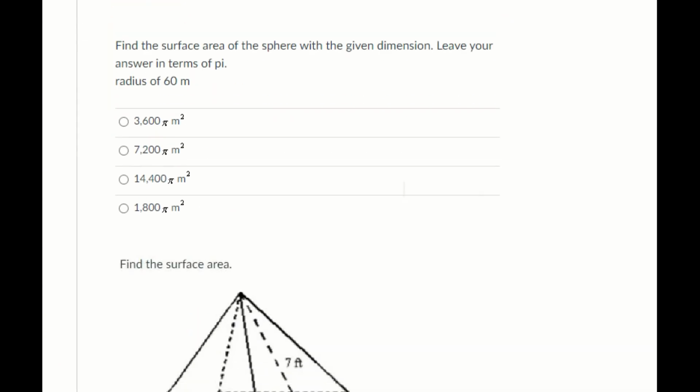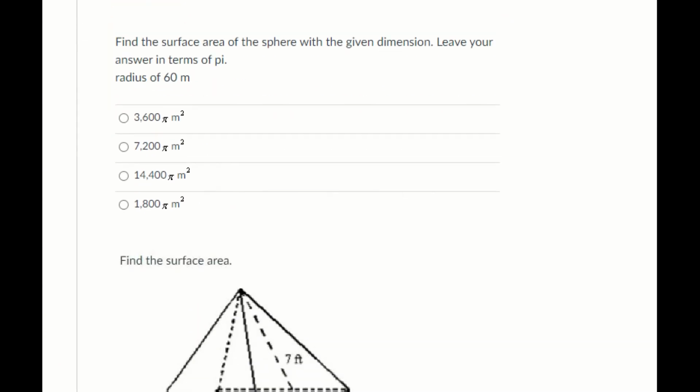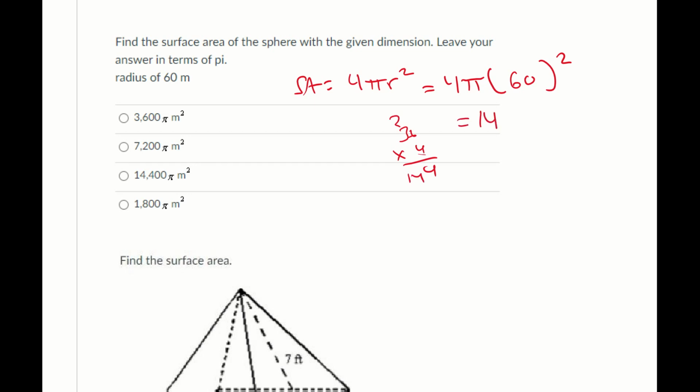All right, so find the surface area of the sphere with the given dimension. Leave your answer in terms of pi. Okay, so the surface area of a sphere is 4 pi r squared, right? So we got 4 pi times, now the radius is 60, so you just got to do 60 squared. 60 squared is 3600, and so 3600 times 4. So 36 times 4 is 144. So this is going to be 144, and then 2 zeros, and then pi after it. So there you go.